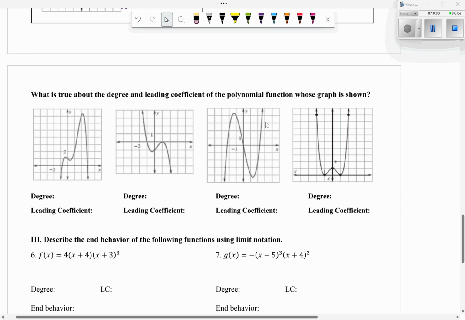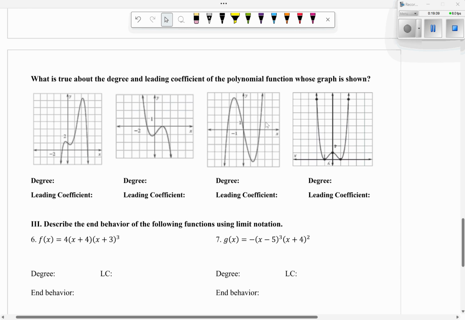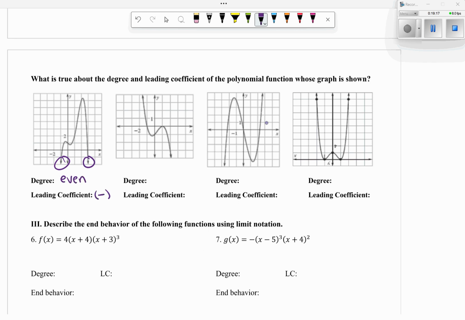Now it says, what's true about the degree and leading coefficient of the polynomial function whose graph is shown? If we look at these, you can see both ends going down. That means the degree has to be even with a negative leading coefficient. This one, the left end is up and the right end is down. So this one was down, down; this one is up, down. We know this has to be an odd degree because they're going opposite directions, and a negative leading coefficient because the left end's up and the right end's down. This one we have down and then up, which means this is also odd, and the leading coefficient would be positive. And when both ends go up, this is even with a positive leading coefficient.